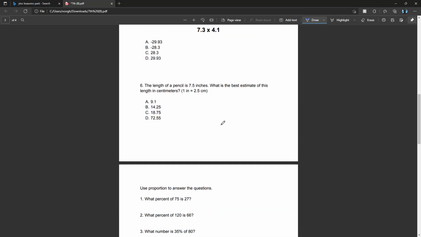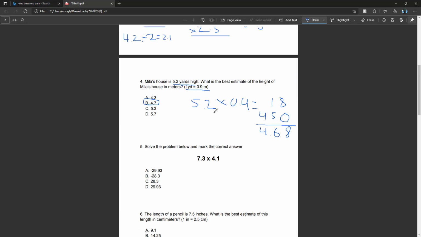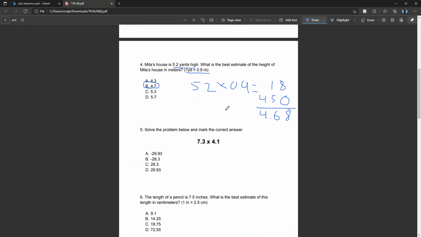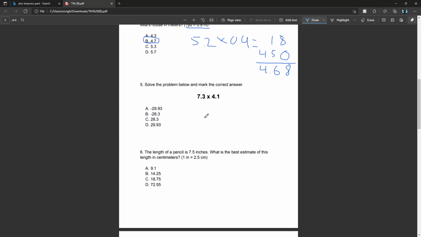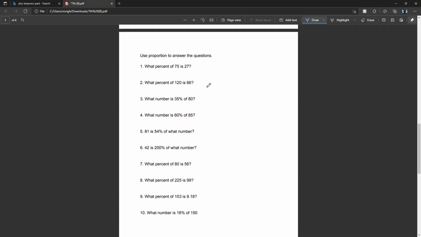So here you should be able to do it, since it's the exact same thing here. So if you want to try this on your own, go ahead, and I'll just write down the answer here so you can check your work. So 5, the answer should be D, and 6, the answer should be C. Now go ahead and try this on your own.